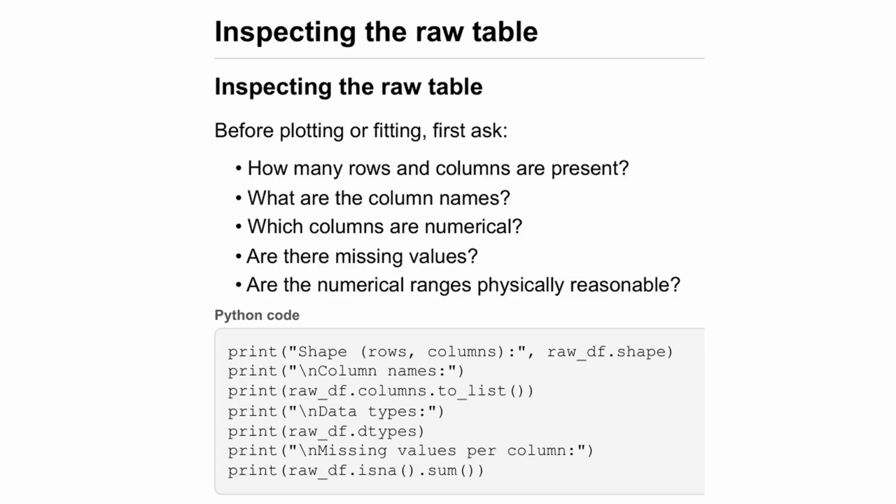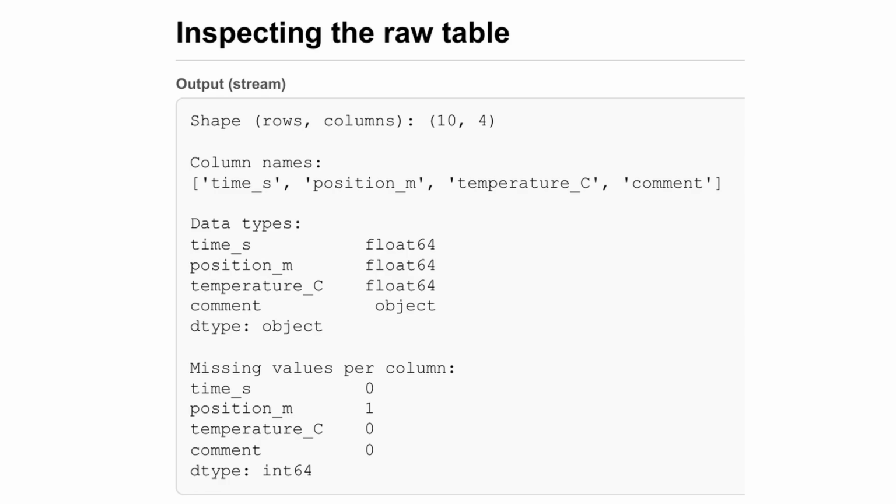We need to know the shape of the table, the data types, and where the missing values are. We use standard pandas methods to extract this information. The output tells us we have 10 rows and 4 columns. The data types are correctly recognized as floats, and the system confirms exactly one missing value in the position column.